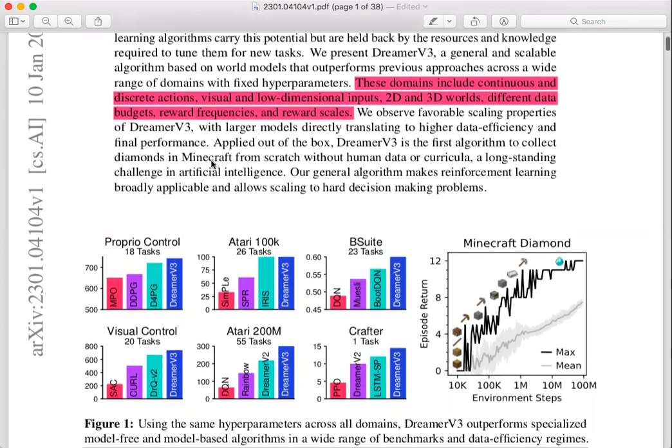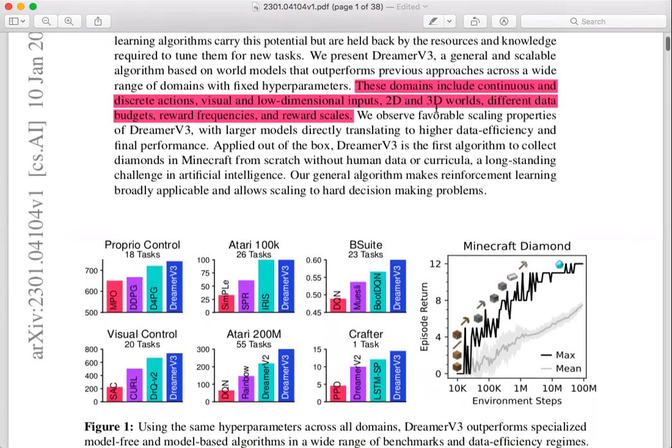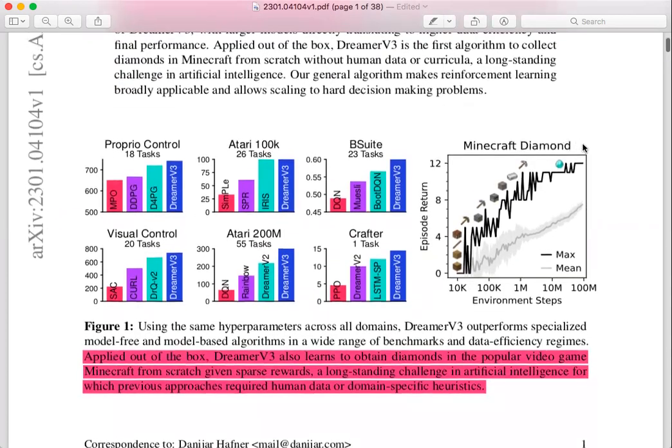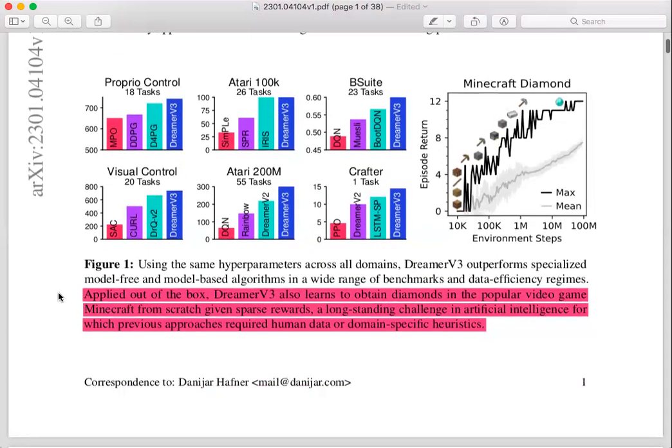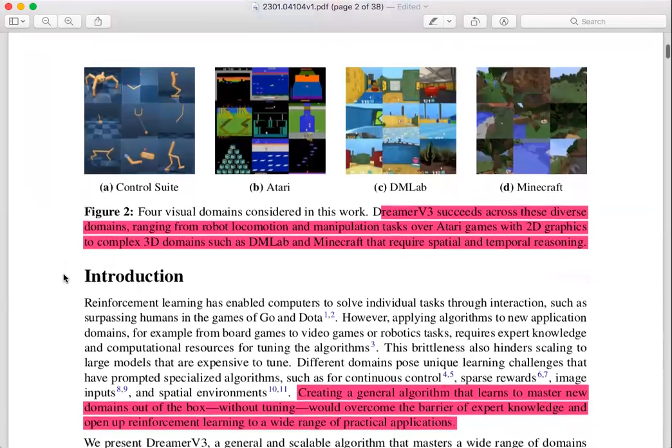So the main thing that they talk about, a few things here, is that it's the first algorithm to collect diamonds in Minecraft from scratch without human data or curricula, which was apparently a long-standing challenge in artificial intelligence. And there are other domains that they talk about, which we're going to get to. Another thing that's interesting is it's applied out of the box. It's not taught what to do. They just throw it at it and it figures it out.